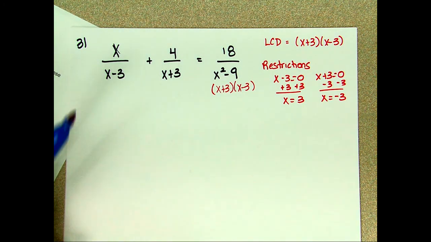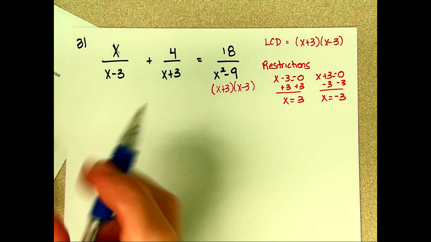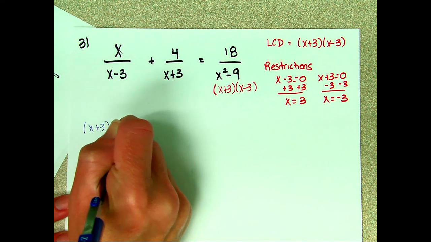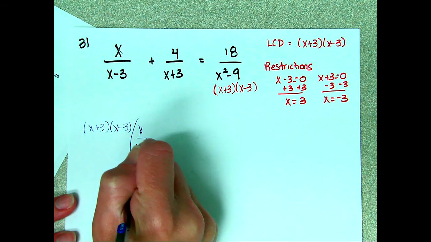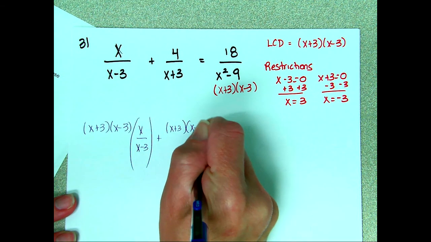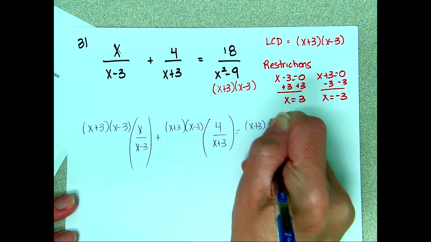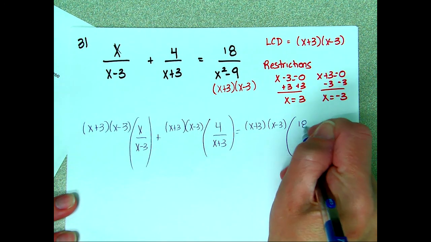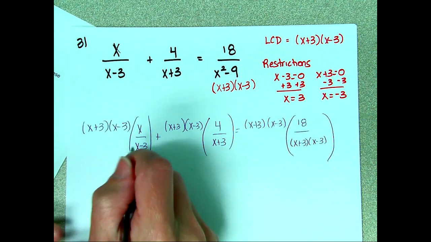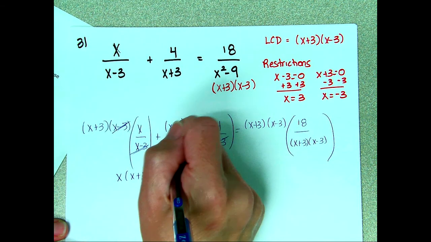Now that we know our LCD, we're going to multiply all terms by the LCD. x plus 3 times x minus 3 times x over x minus 3 plus x plus 3 times x minus 3 times 4 over x plus 3 equals x plus 3, x minus 3 times 18 over, and I'm going to keep it factored so it's easy to cancel out, x minus 3. The x minus 3 cancels out. I'm left with x times x plus 3. The x plus 3 cancels out. I'm left with 4 times x minus 3 equals x plus 3 crosses off, x minus 3 crosses off, equals 18.